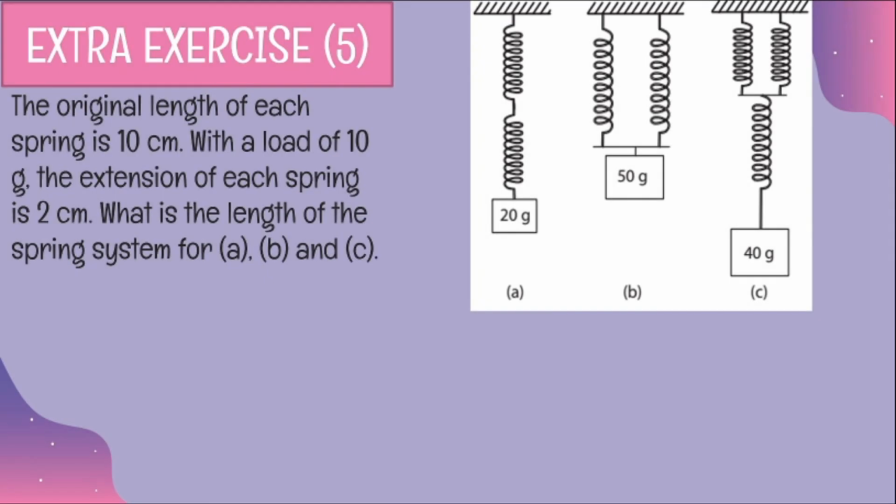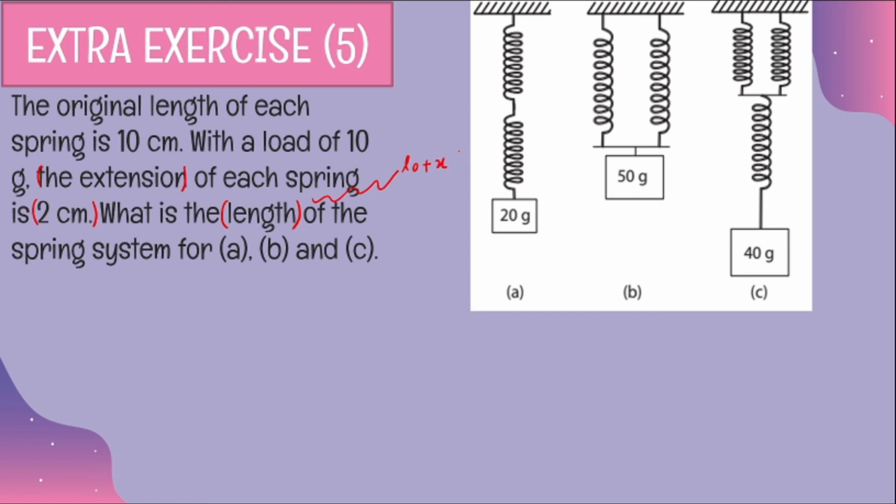Okay, next. Question number 5. Number 5 ni dia kata apa? Dia tak cakap kan? Kalau dia tak cakap, maksud kita assume dia identical lah. Alright. 10 cm. Dia sebut dah. The extension is 2. What is the length? Length. L0 plus X. Okay.